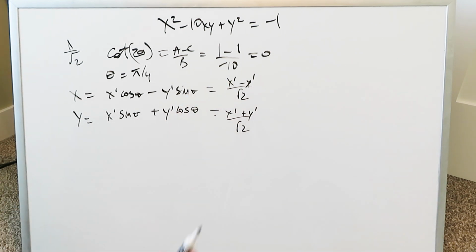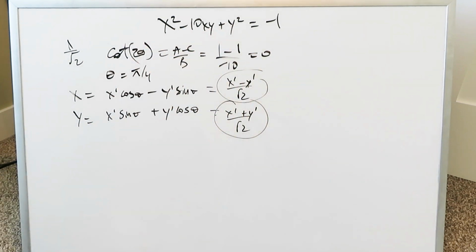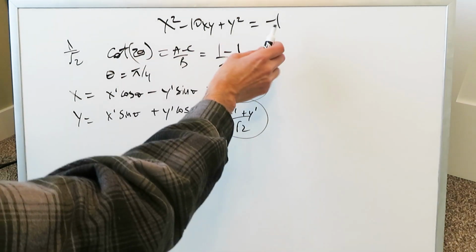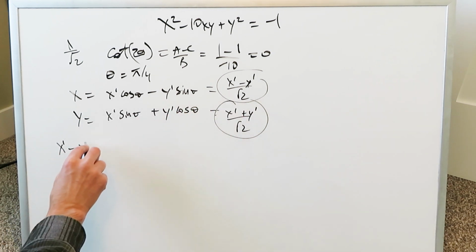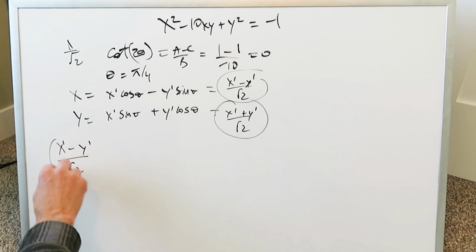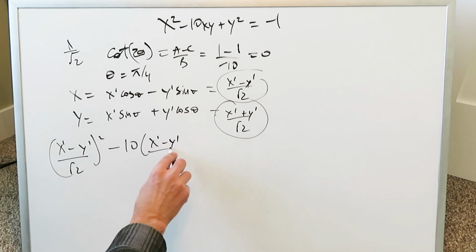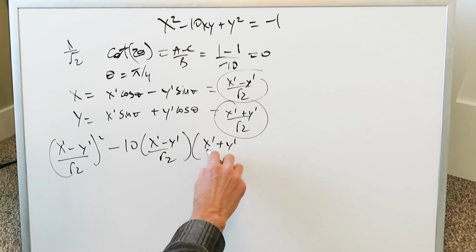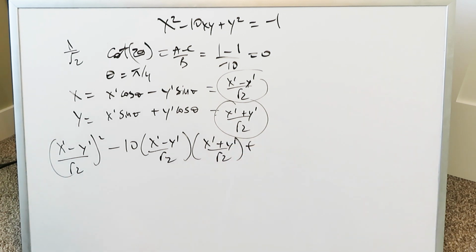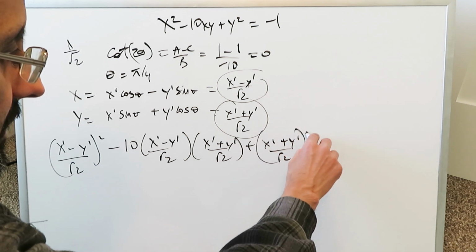And now what you have to do is take these expressions and substitute them here in place of x and y, and that will eliminate your xy term. But it will be a bit laborious. We have x, we have y. The x is x prime minus y prime over root 2 whole square, and then we have a minus 10xy, and you know you have to start plugging away. And we will plug away. We'll put the y term here, x prime plus y prime over root 2, and then we have to do the y squared. We have x prime plus y prime over root 2 whole square is equal to minus 1.